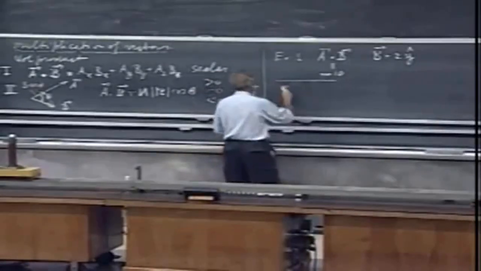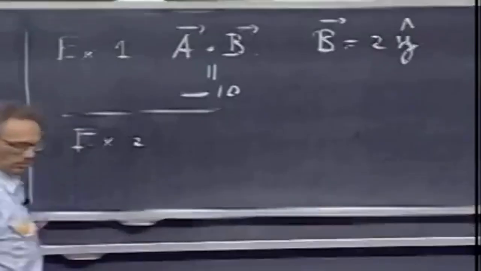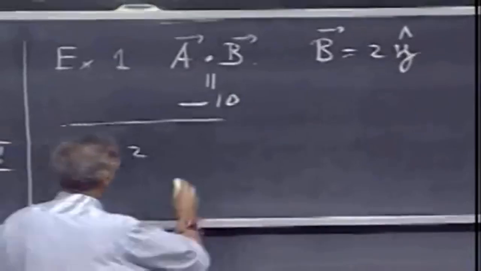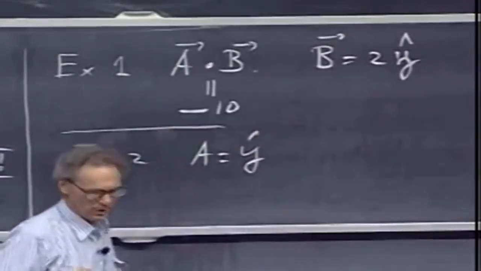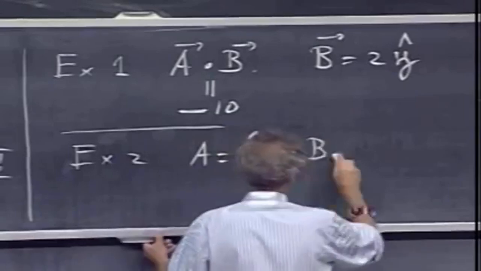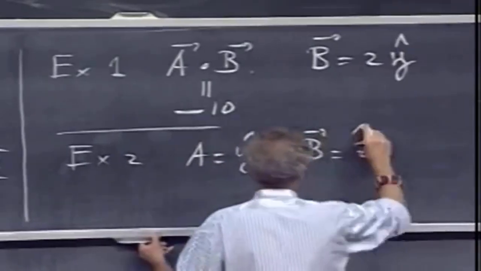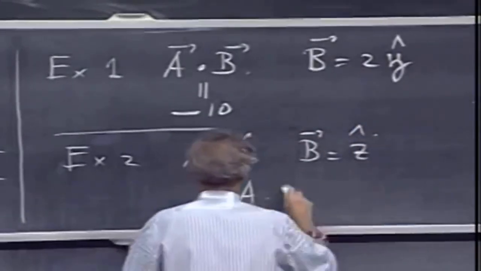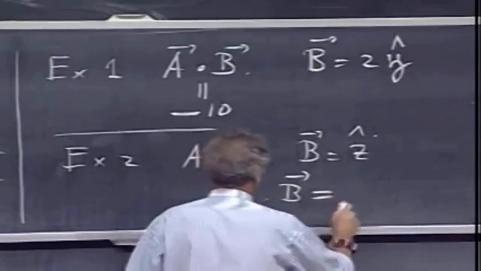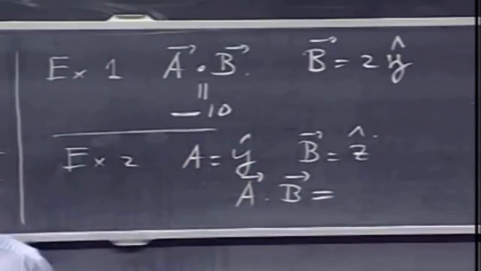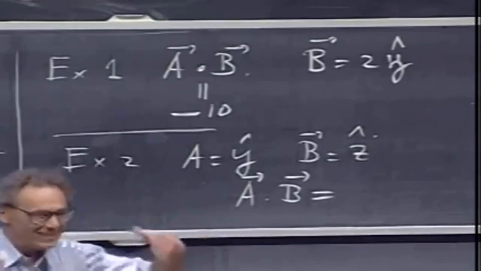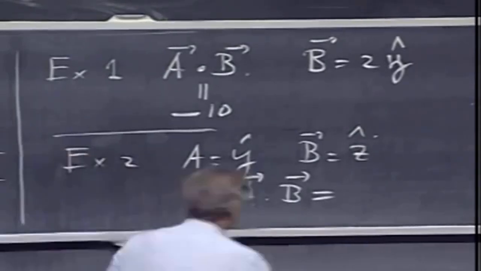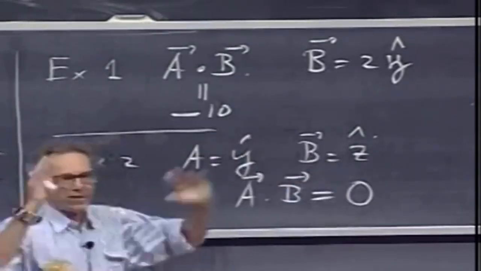I can give you another example. Example 2. Suppose A itself is the unit vector in the y direction, and B is the unit vector in the z direction. Then A dot B is what? I want to hear it loud and clear. 0. Yeah, it is 0. You don't even have to think about anything.